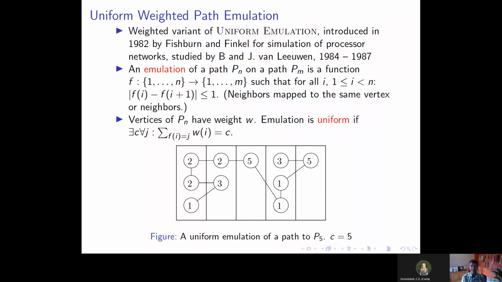Now all these vertices have weight, and we say that the emulation is uniform if for every vertex on the smaller path, the total weight of all vertices mapped to that vertex is always the same. So here we see an emulation where every vertex has a weight of 5 mapped to it, and we say that this is a uniform emulation with emulation factor 5. So the problem is, given these two paths and the weights, is there a uniform emulation of the larger path on the smaller path?